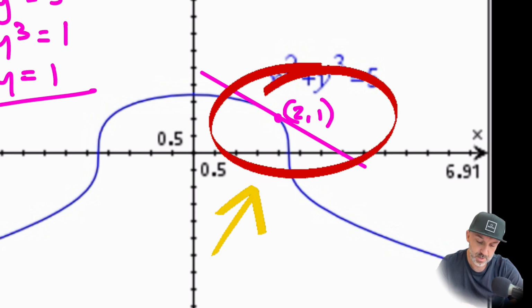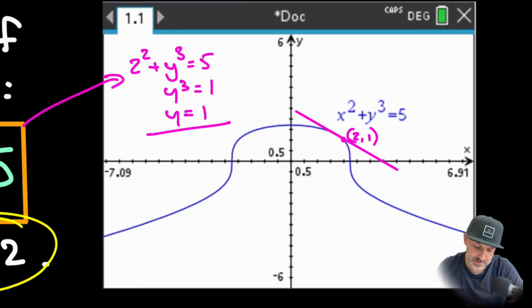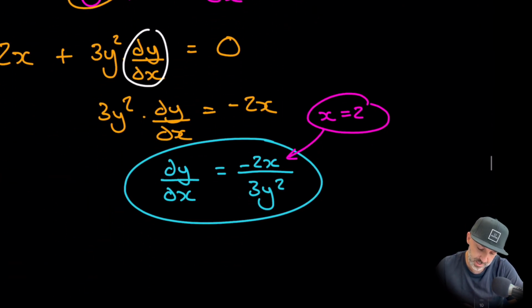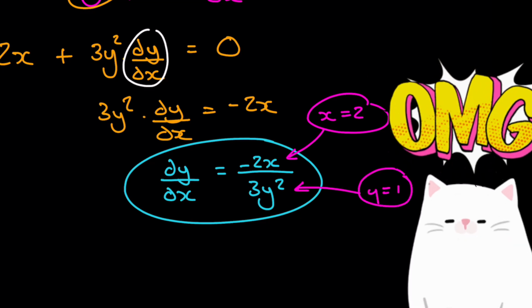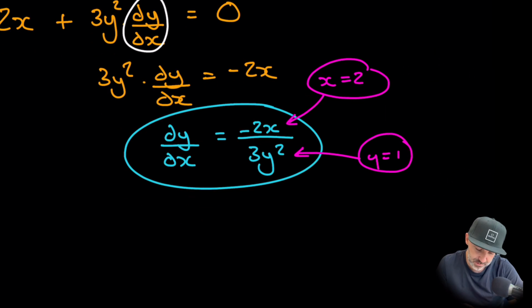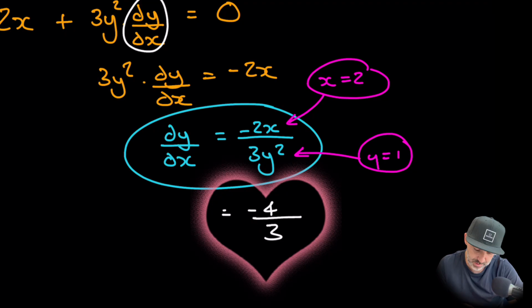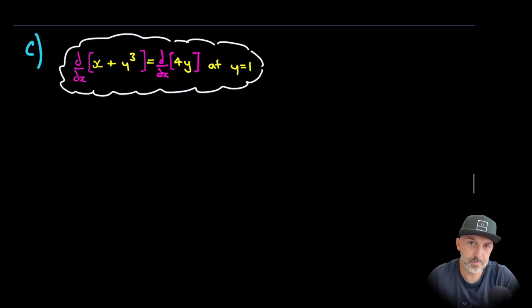Now that's very important because we need both of those values to plug into this. So (2, 1), so we go down here. So now I'm going to substitute in that y is equal to 1. Right, so let's plug all of that in. So we get negative 2 times 2 is minus 4 over 3 times 1 squared, which is 3, which is minus 4 over 3.